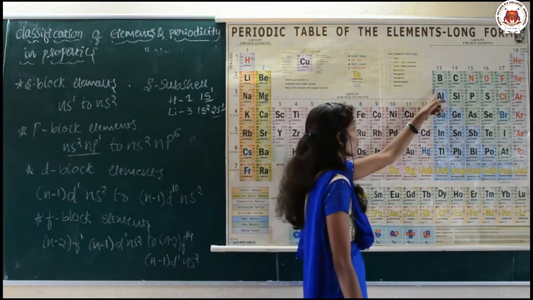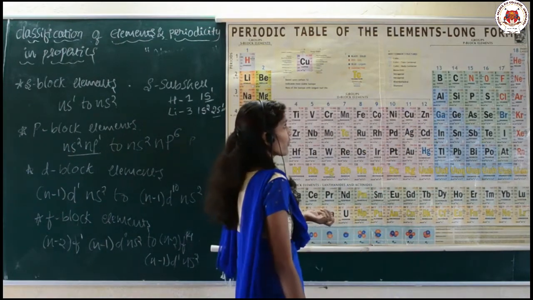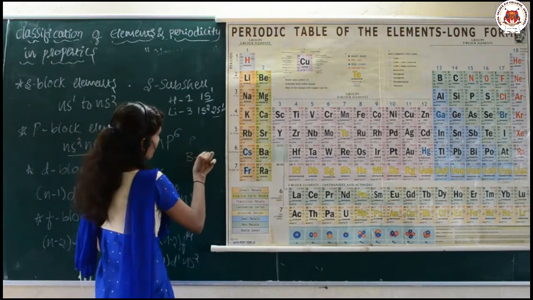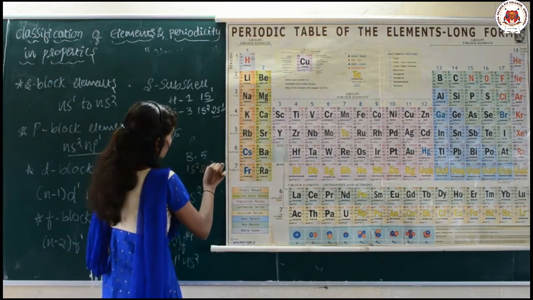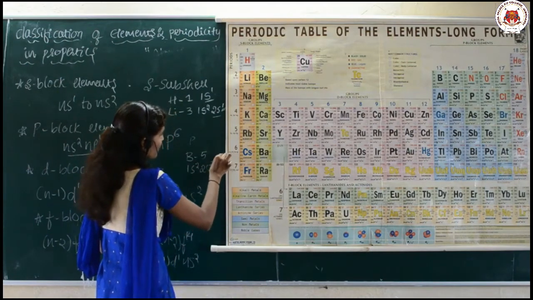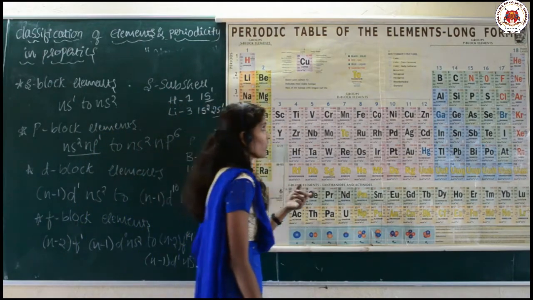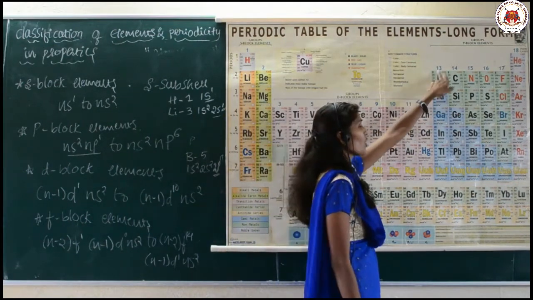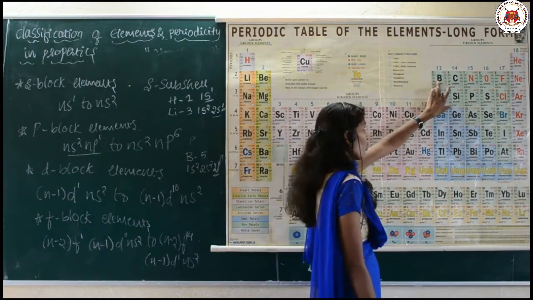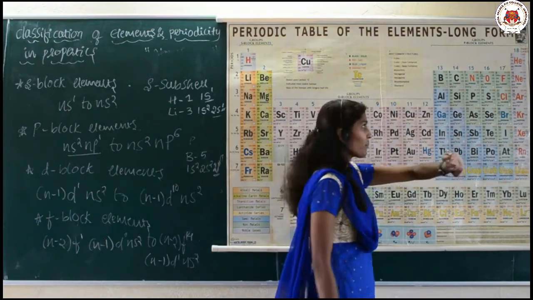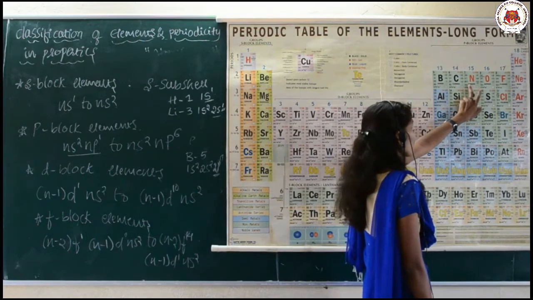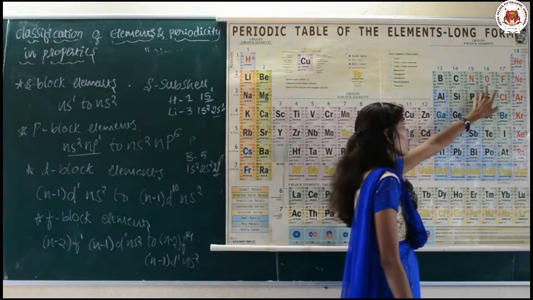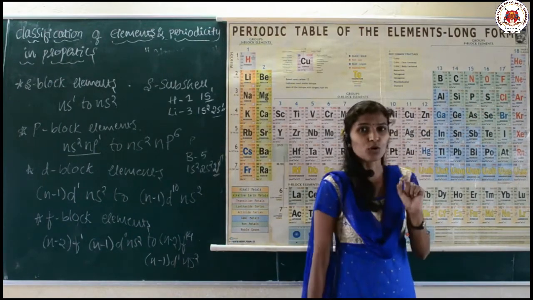If you write the electronic configuration of boron, which has atomic number 5: 1s2, 2s2, 2p1. The last electron is present in the p orbital, that is why it is a p block element. Group number 13 is called the boron family, as it starts with boron, group number 14 is the carbon family, group number 15 is the nitrogen family, and group number 16 is the oxygen family.